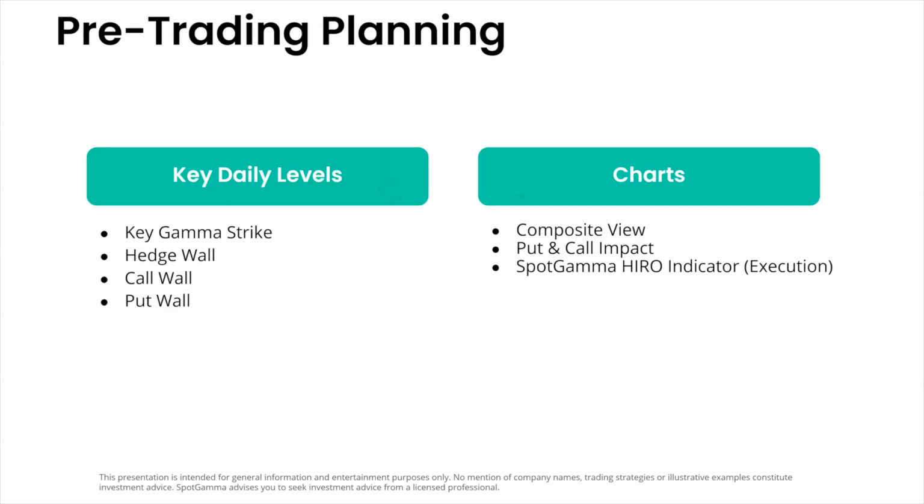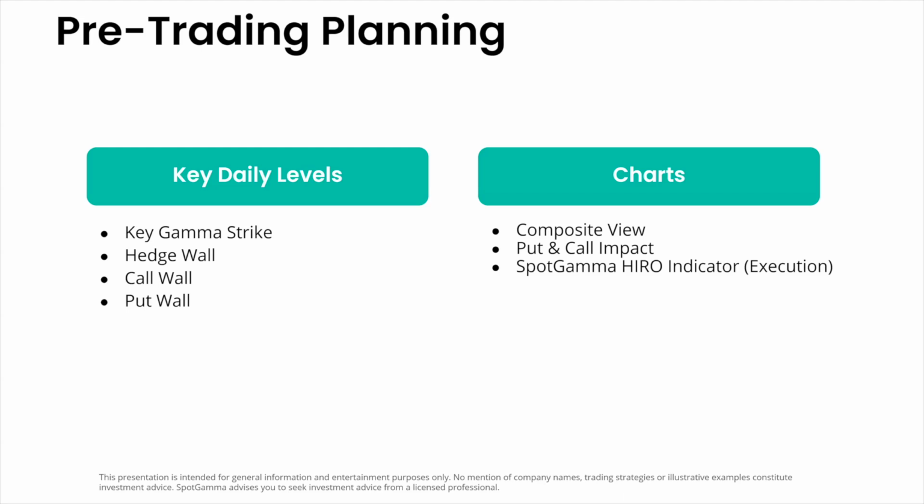For pre-trade planning, I look at the following data. First, I look at SpotGamma key daily levels and how they change from day to day. Are traders looking for, accepting, and positioning themselves for lower or higher price levels? For example, if both the put wall and call wall move higher, this indicates traders are looking for, accepting, and positioning themselves for higher prices.